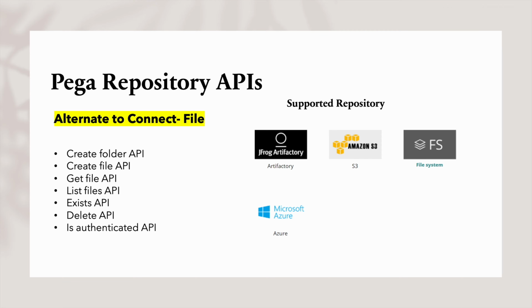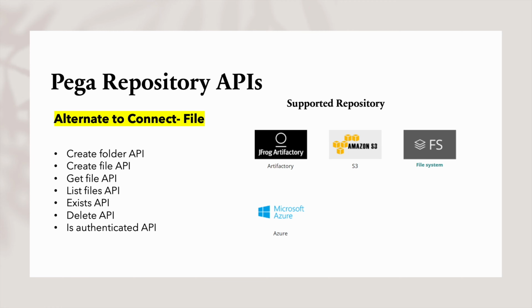Now the next question is what kind of repository Pega supports. As of now, Pega supports JFrog, and I put the image from Pega itself. It also supports Amazon S3, and Microsoft Azure file system repository, and then file system. File system is still the local one. So if you're still on premise and want to get rid of your deprecated connect file, you can use the file system.